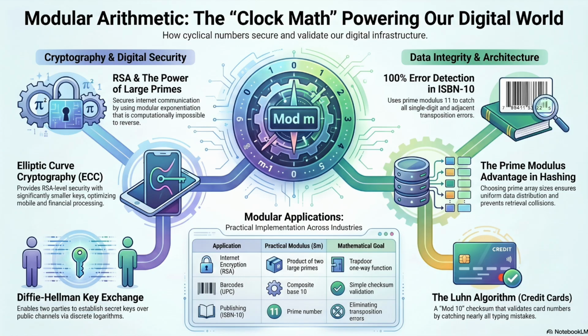But the research points out a critical systemic danger in how an engineer chooses the number of filing cabinets, your modulus m. What's the danger? If you choose a composite number, specifically an even power of 2, like m equals 2 to the power of k, you create a massive hazard for your database. Why is a power of 2 dangerous? I thought computers operate in binary. They love powers of 2.